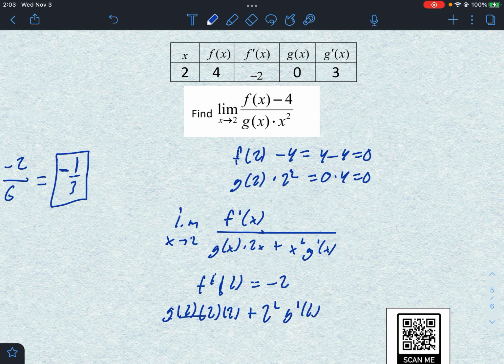All right, g of 2 is 0, so this whole thing cancels out here. And we're left with 4 times g prime of 2, which is 3, so 12. So our answer here is going to be negative 2 over 12, or negative 1/6.